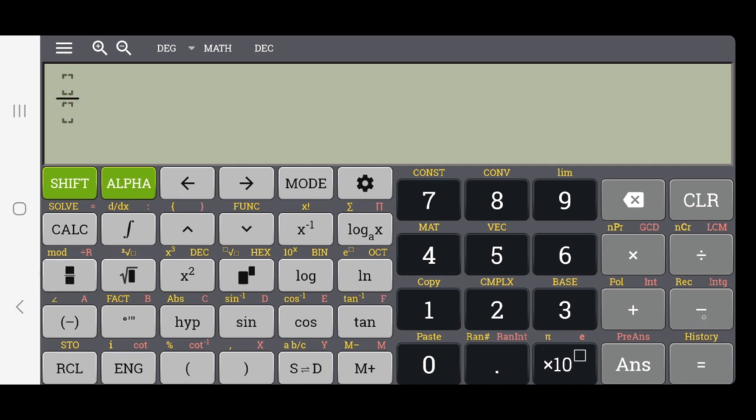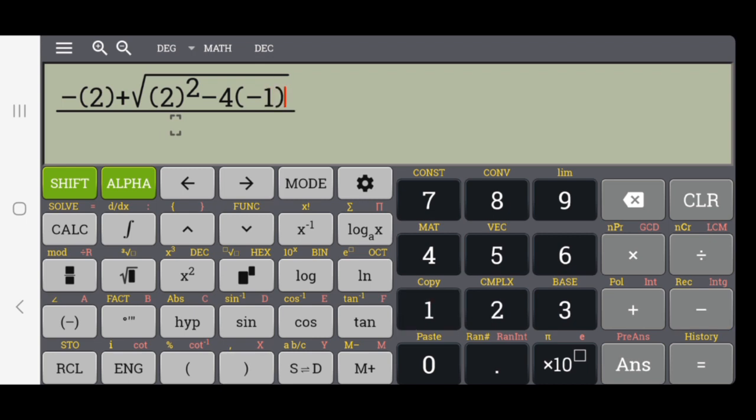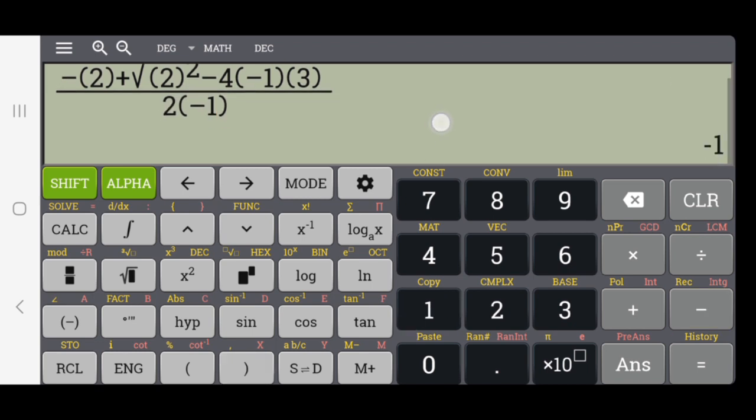So we have something like negative, our b is 2, plus, we're going to start with a plus 1 because it's plus or minus, square root, my b in bracket is 2 squared minus 4, and my a is minus 1, and my c is positive 3, and then that is 2 over minus 1. So I'll go down, that gives me minus 1.